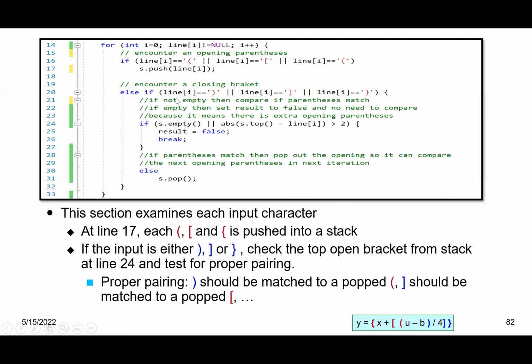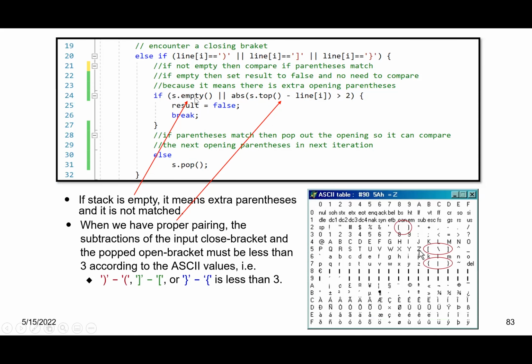So if your stack is empty, then you don't have to execute this second part in your if statement. This is an or, right? If this is true, this part need not be evaluated, because if it's empty, there's no top anymore. There's no item in your stack, so there's no top. But if it's not empty, then only will you access the top and check whether the opening and the closing match or not.